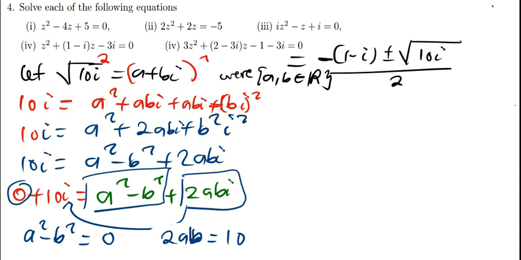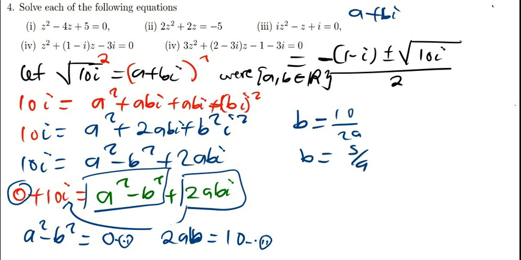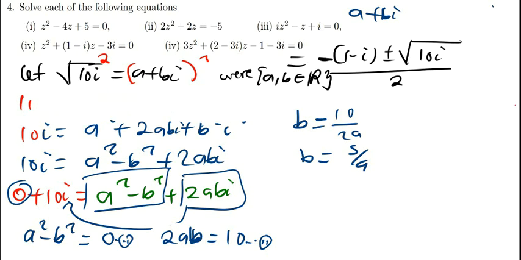But remember, we are finding the value of a plus bi. So this would be my equation 1, and this would be my equation 2. In the second equation, I can make anything the subject of the formula, but the best thing is to make b the subject. I will divide both sides by 2a. So b will be equal to 10 divided by 2a. So b will be equal to 5 over a.